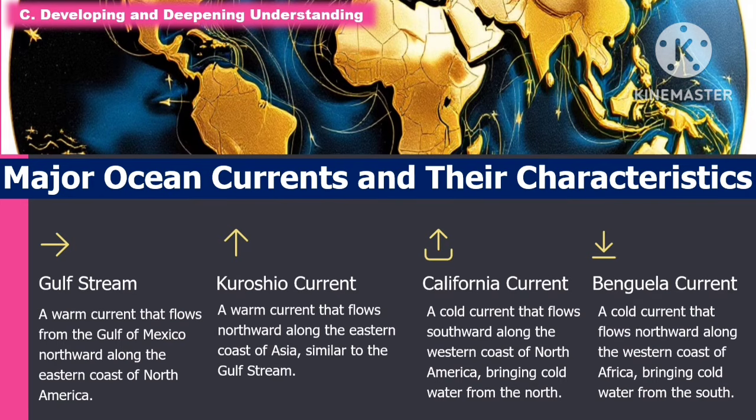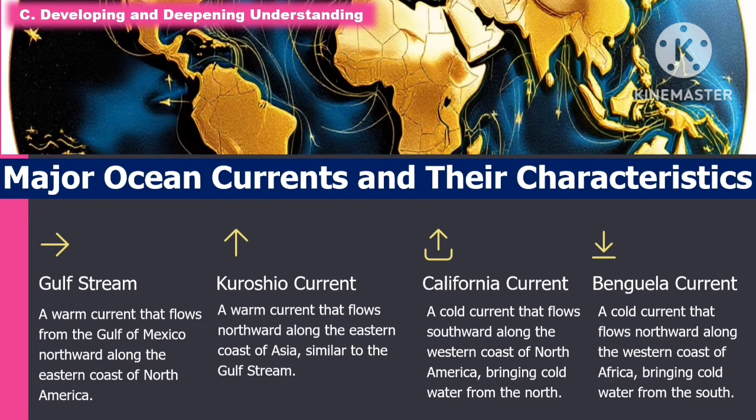The following are the major ocean currents and their characteristics. So the first one is the Gulf Stream. This is a warm current that flows from the Gulf of Mexico northward along the eastern coast of North America. The second one is the Kuroshio Current, a warm current that flows northward along the eastern coast of Asia, similar to the Gulf Stream.